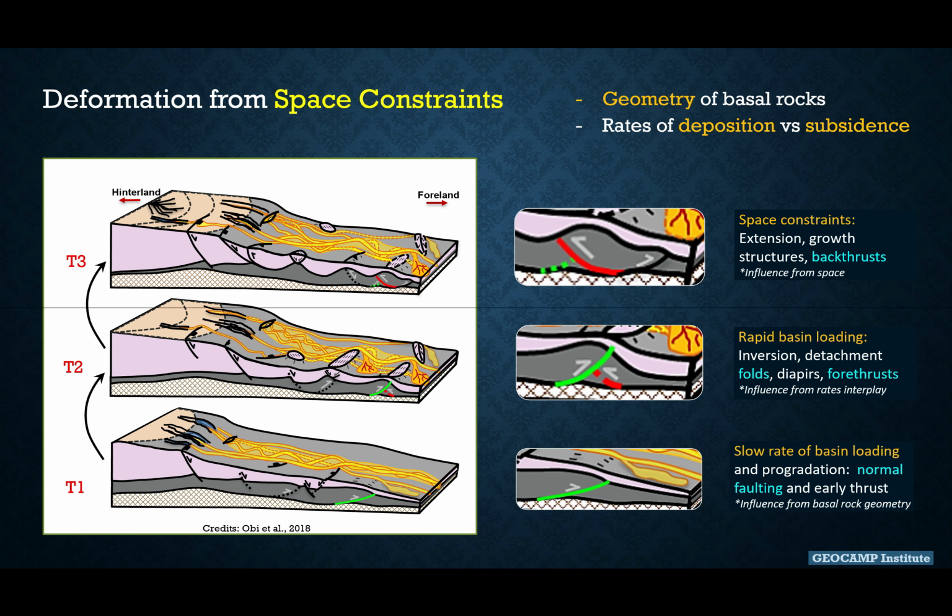So what this is saying is, whether we have forward thrust or back thrust, it is all in reaction to the rate at which the deposits are coming to the basin, the rate at which space is actually being created for those deposits to occur.